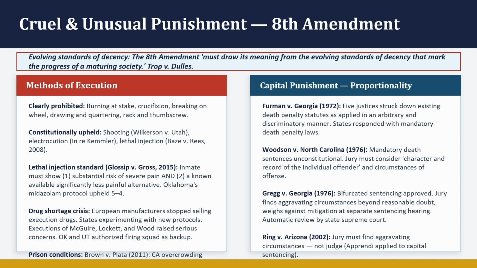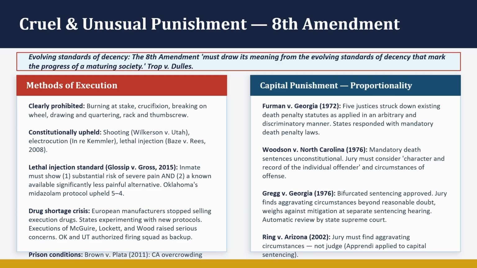On capital punishment proportionality, Furman v. Georgia in 1972 was the pivotal moment. 5 separate opinions condemned the arbitrary and discriminatory application of the death penalty. Justice Stewart's comparison to being struck by lightning remains one of the most memorable images in constitutional law.